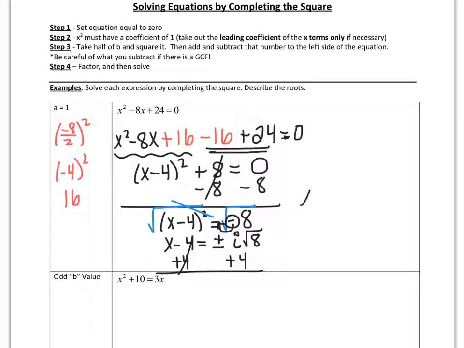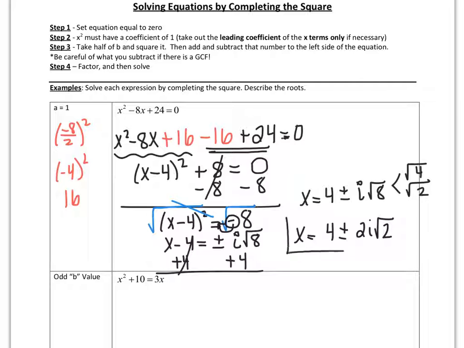So we get x equals, always, always, always write this number first, the smaller one, 4 plus or minus i rad 8. And I believe rad 8 can be broken up more into 4 and 2. So x is equal to 4 plus or minus 2i radical 2. Now, how I got that 2i was because I knew the square root of 4 was 2, and I multiplied that by the i that was there already. Alright, so I have 2 imaginary roots here.